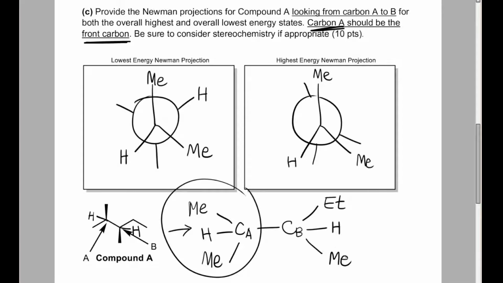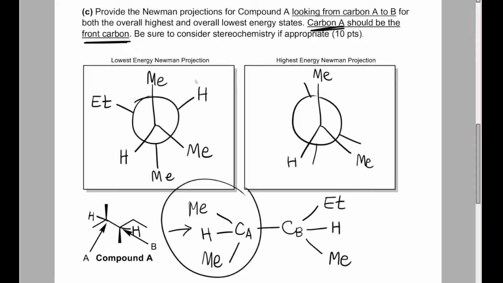And then similarly, there's a methyl group in the back carbon, and there's one in the front carbon. So we can put that methyl group here. Lastly, there's an ethyl group. There isn't another ethyl group connected to carbon A, so we just put this here, and that's okay, because we're just trying to minimize the interactions between the different substituents, especially the bigger ones, but we can't completely eliminate them, but that's okay.